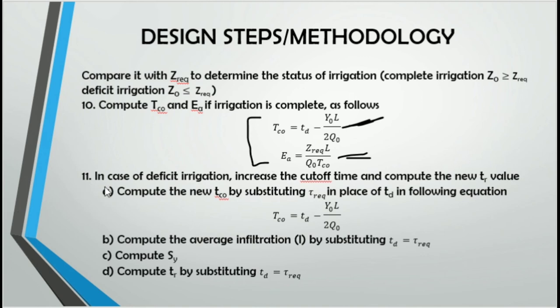And 11, in case of deficit irrigation, increase the cutoff time and compute the new time of recession value. So first, compute the new cutoff time by substituting TREC or ZREC in place of TD in the following equation. So using this equation, you will be computing your new cutoff time, because you need to increase the cutoff time. Okay, and then compute the average infiltration by substituting your depletion time equals ZREC. Okay, and then compute your SY. Compute your TR by substituting TD equals ZREC.